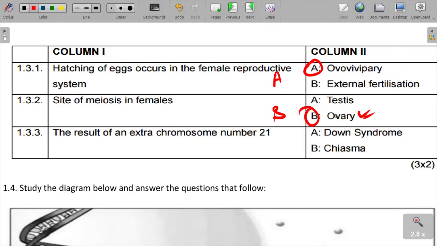So now the testis is for what? This is for male. The site of meiosis in male is the testicles. So in female, we talk about the ovary.